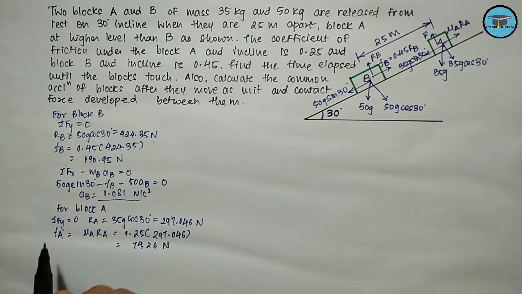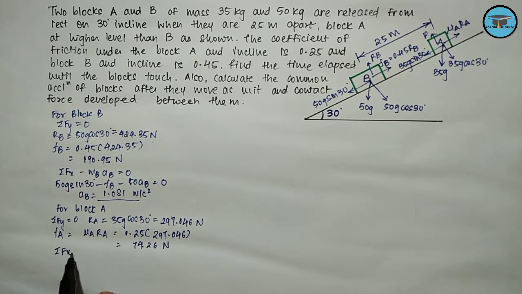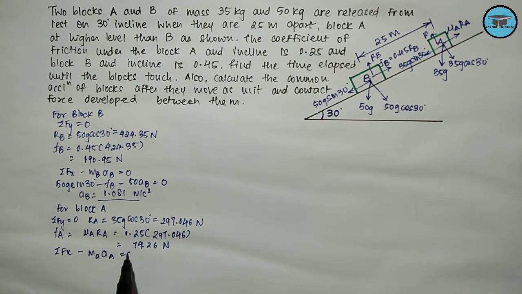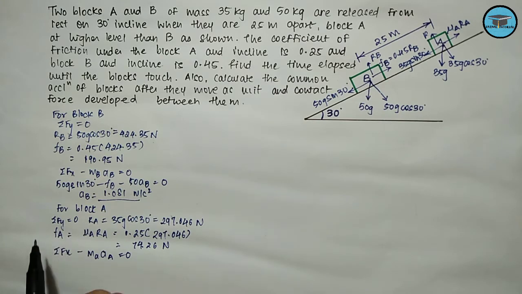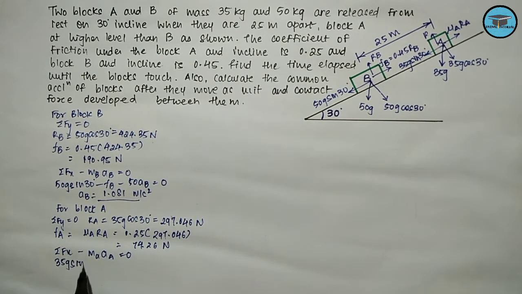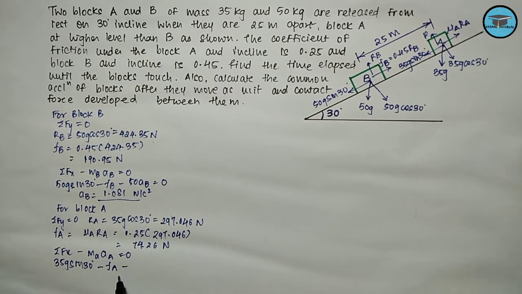Now applying D'Alembert's principle in the direction of motion, minus the mass of block A times the acceleration of block A equals 0. Forces in the direction of the motion we consider as positive. So 35g sin 30 minus the frictional force acting on block A minus the mass of block A, that is 35, times the acceleration of block A, equals 0. On solving this, we get the acceleration of block A as 2.78 meters per second squared.